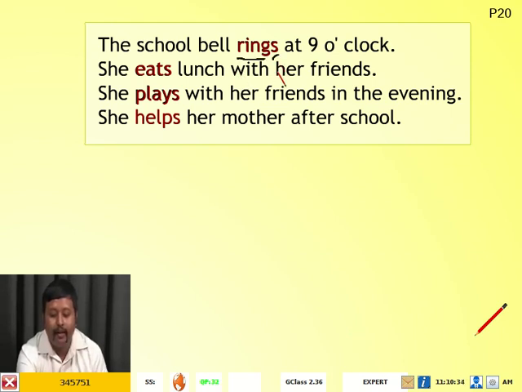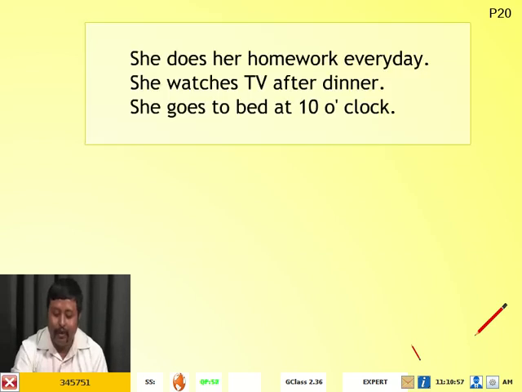Ring, and we have added s. To the verb ring we added s, eat, to the verb we added s, play, to the verb we added s, help, we also added s. Good. Okay, again, she does her homework, she watches TV, she goes to bed at 10 o'clock. These are all our examples.